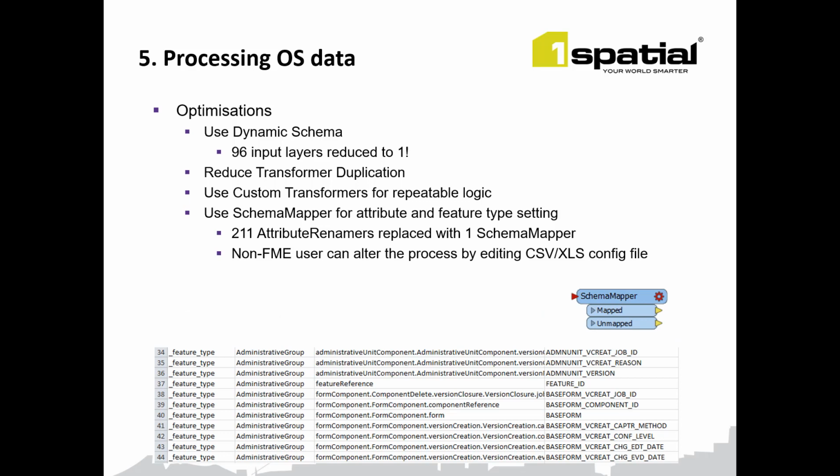Another improvement, a top tip really, get familiar with the schema mapper transformer. It's a fantastic transformer that allows you to store the schema or the structure configuration in an external file, like an Excel file, and then apply it to your data within FME. And that meant we could replace about 211 attribute renamer transformers with one single schema mapper transformer. And then the whole process became a lot more performant and a lot easier to manage.